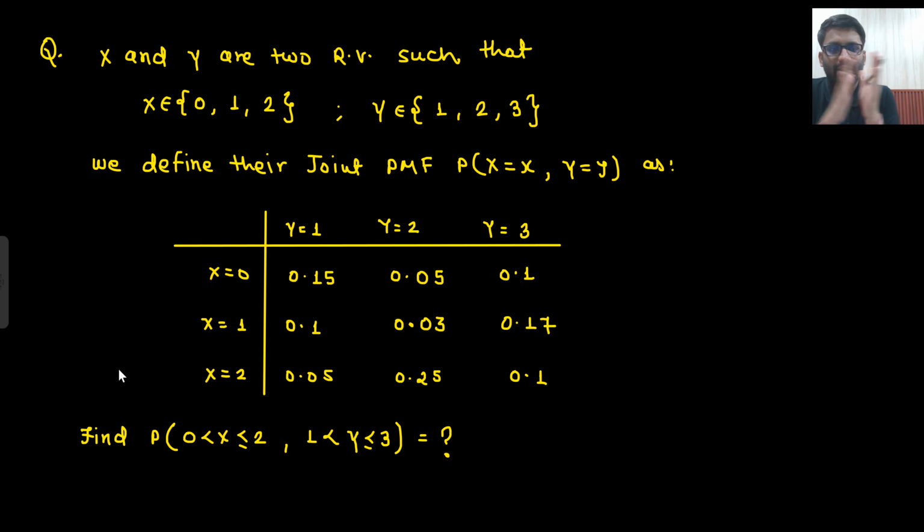Let's see this question. Let's understand the question now. X and Y are two random variables such that X is taking values 0, 1, 2. So what is it? A discrete random variable. And this is also a discrete random variable. Both are discrete random variables, right? X is taking values 0, 1, 2, Y is taking values 1, 2, 3.